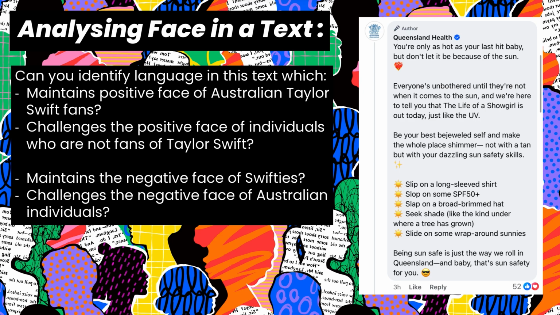Because of course, we all know that Taylor Swift lyrics mean something very specific if you're a fan of Taylor Swift. Now, on the flip side, how'd you go finding language that challenges the positive face of individuals who are not fans of Taylor Swift and, let's be honest, therefore have some questionable music taste? So in this Queensland Health post, there absolutely might be people who are not aware that Taylor Swift's new album is called The Life of a Showgirl. And so when reading this noun phrase might be very confusing, particularly if you can't make that inference. And so this might challenge the positive face of individuals who aren't Swifties because they're not able to make that inference. And this information then becomes much more difficult to understand. It's much less coherent if the audience can't make this inference.